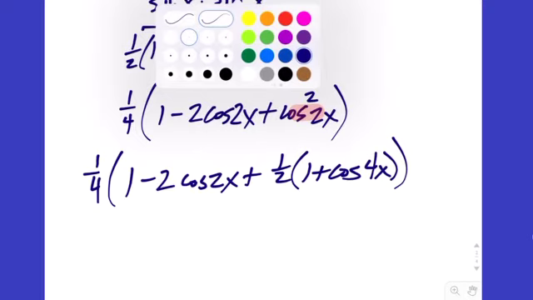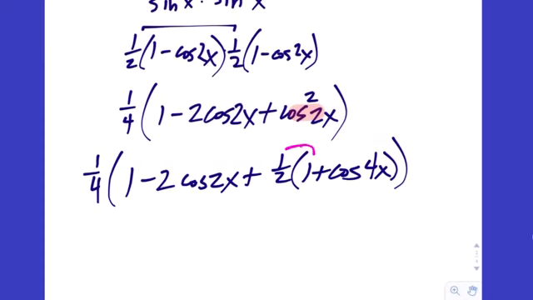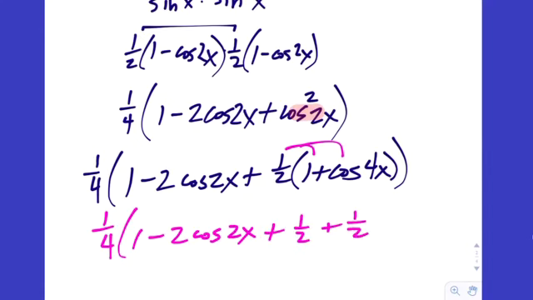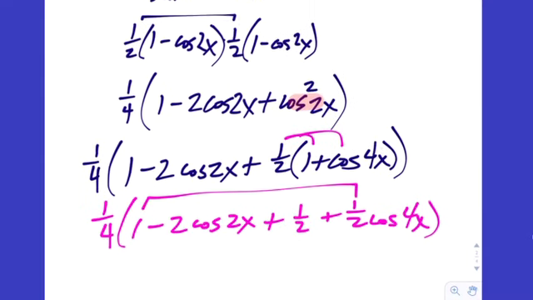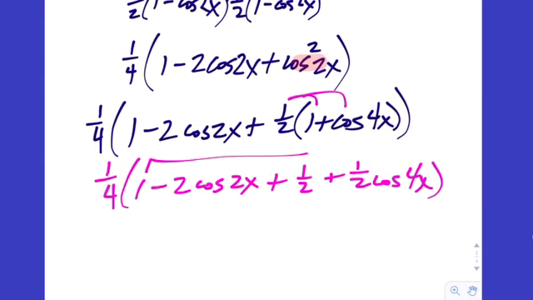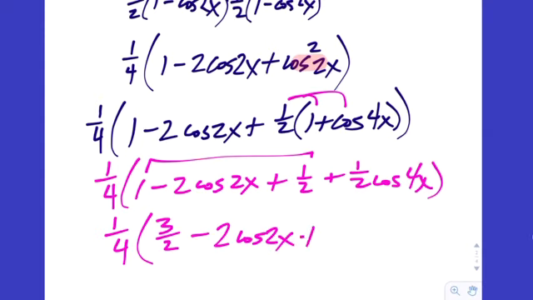Okay, so now what I think most people did here is factor or distribute the 1/2, which is fine. You could also factor out a 1/2 at this point. But if you distribute, you get plus 1/2 and then plus 1/2 cosine of 4x. And now if you notice, you can combine these two. Those are both constants. So 1 plus 1/2 is 1 1/2 or 3/2. So we get 3/2 minus 2 cosine of 2x plus 1/2 cosine of 4x.